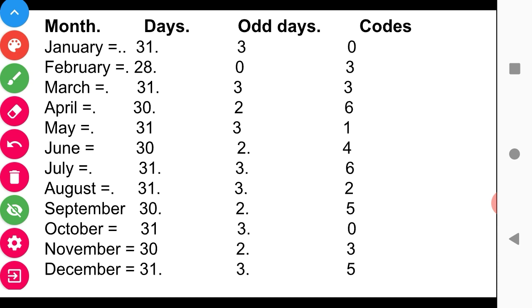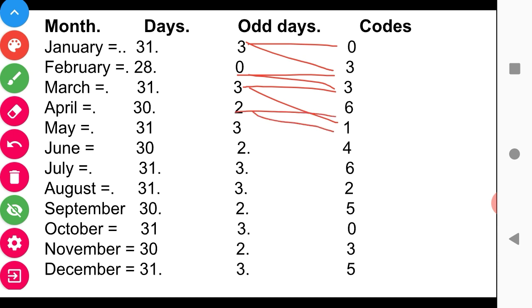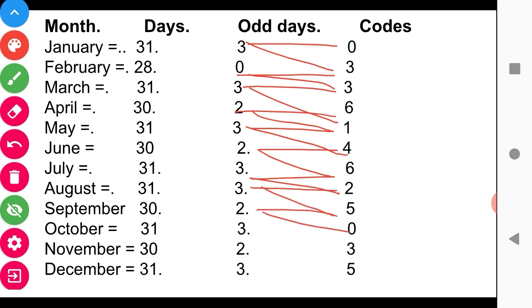For January, 0 plus 3, 3, which is the February odd days. For March, including March, 3 plus 0, 3. For April, 3 plus 3, 6. For May, 6 plus 2, 8, and 8 means 1 odd day. 1 plus 3, 4. 4 plus 2, 6. 6 plus 3, 9, and 9 means 2 odd days. 2 plus 3, 5. 5 plus 2, 7 means 0 odd days. 0 plus 3, 3 odd days. 3 plus 2, 5. So these are the month codes.